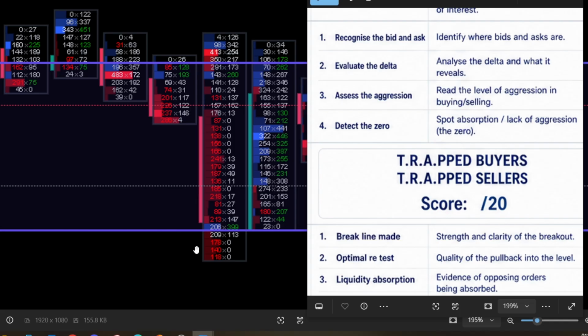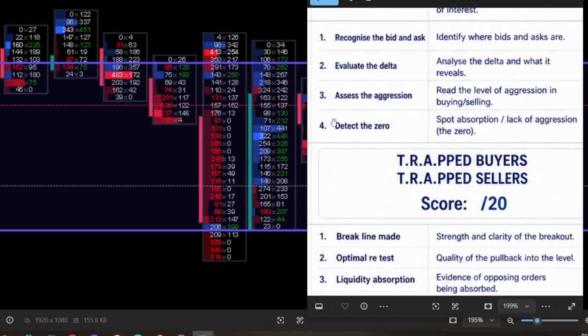Does that make sense? So with the real-time reading blueprint, you want to recognize the bid and ask, evaluate the delta, assess aggression, detect zeros. You want to read the footprint charts. And these are the footprint charts. Once again, you want to recognize the bid and ask, the aggressors. You want to evaluate who is more aggressive and what that means. And you also want to be detecting zeros to give you a confirmation to trade in the opposite direction.